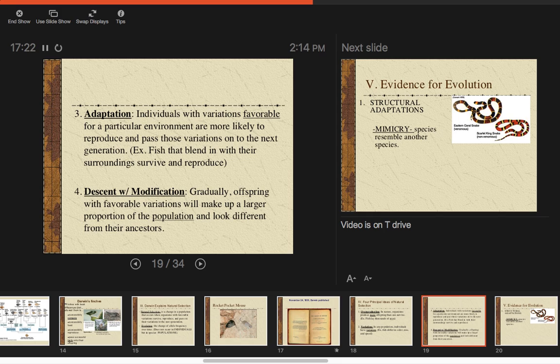Adaptation. So, adaptation just means that there's a favorable change or a favorable trait within the population. All right?